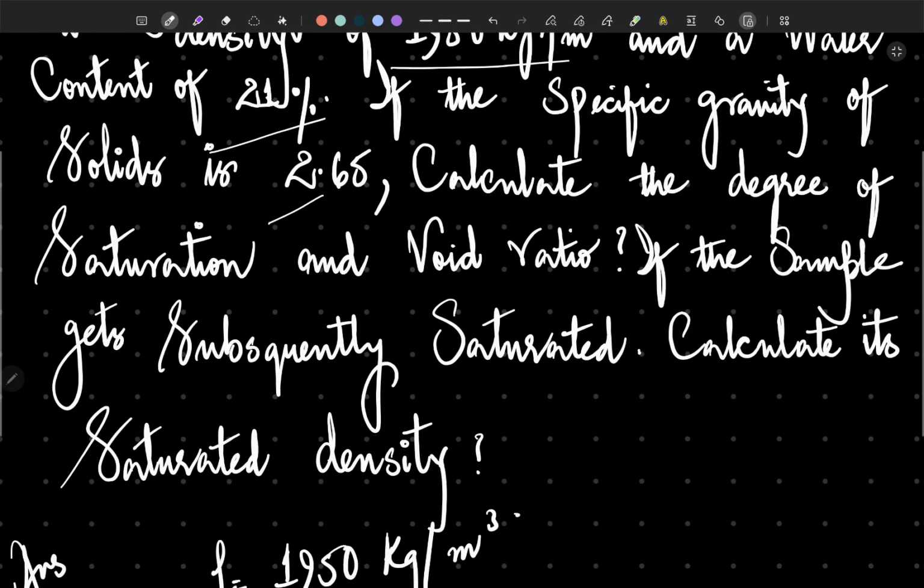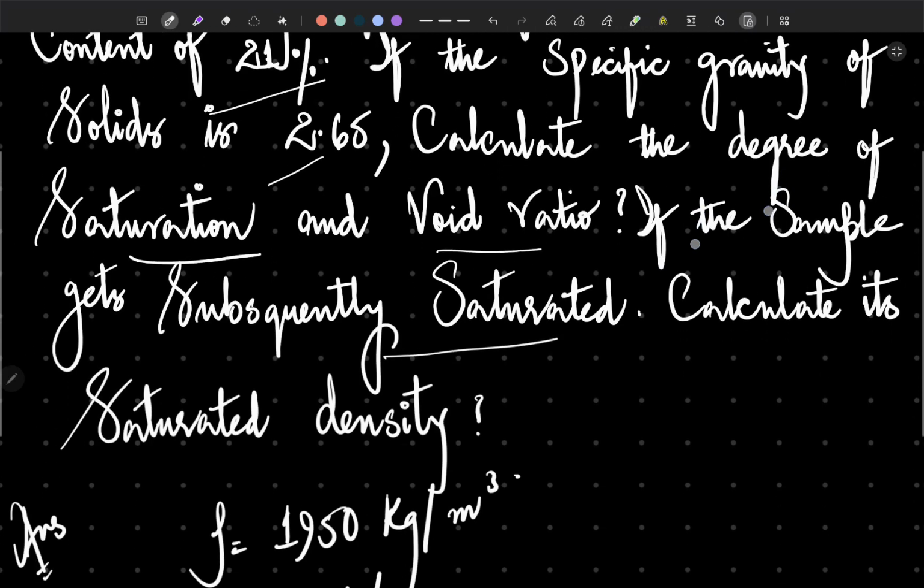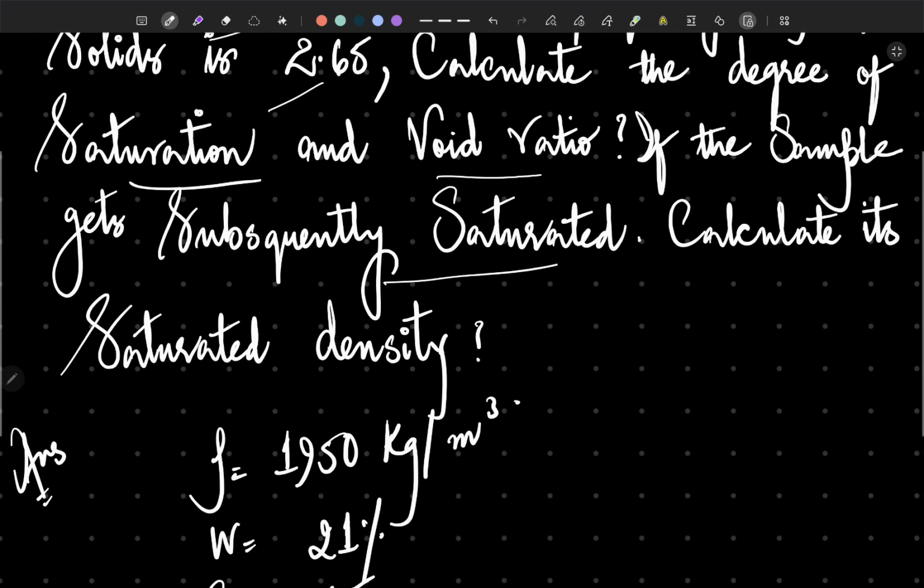We found the values of degree of saturation and void ratio as well. Part B says if the sample gets subsequently saturated. First it was partially saturated. Now if the sample gets subsequently saturated, calculate its saturated state. All right.